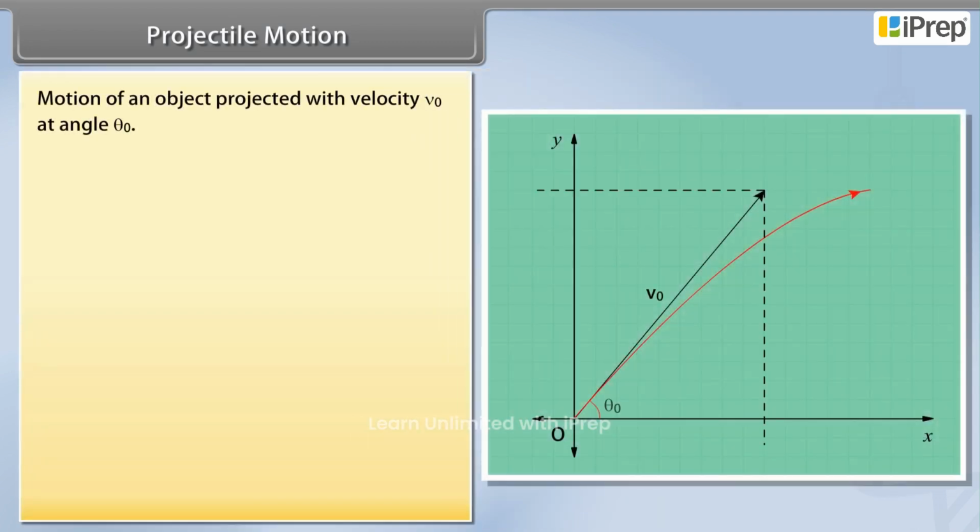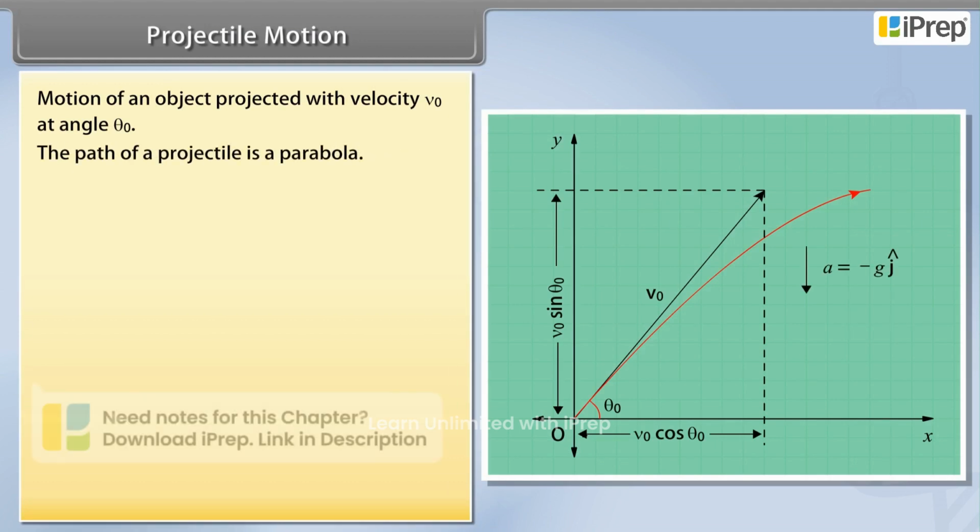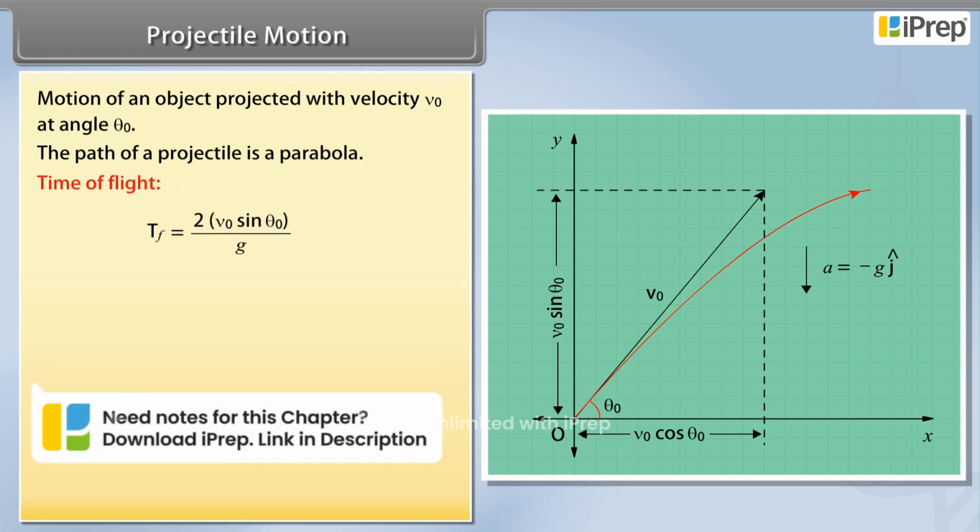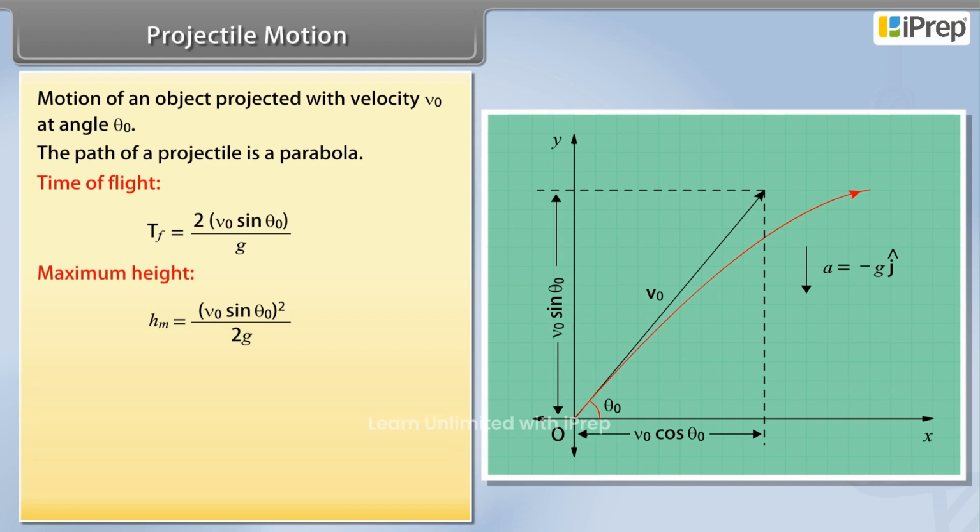Motion of an object projected with velocity v0 and angle θ0 is shown in the figure. The path of a projectile is a parabola. Time of flight of a projectile is Tf = v0 sin θ0 / g. Maximum height of a projectile is hm = (v0 sin θ0)² / 2g.